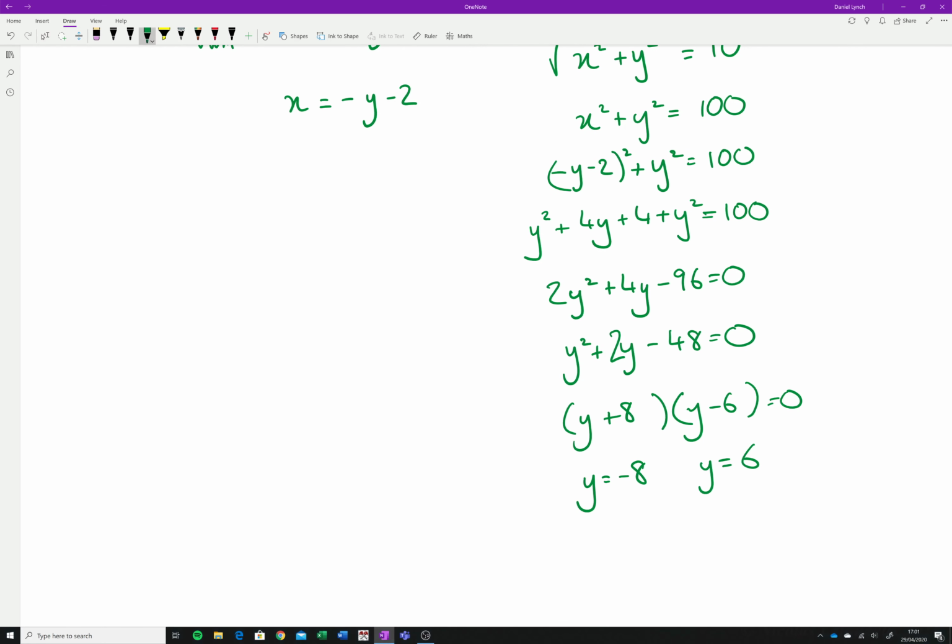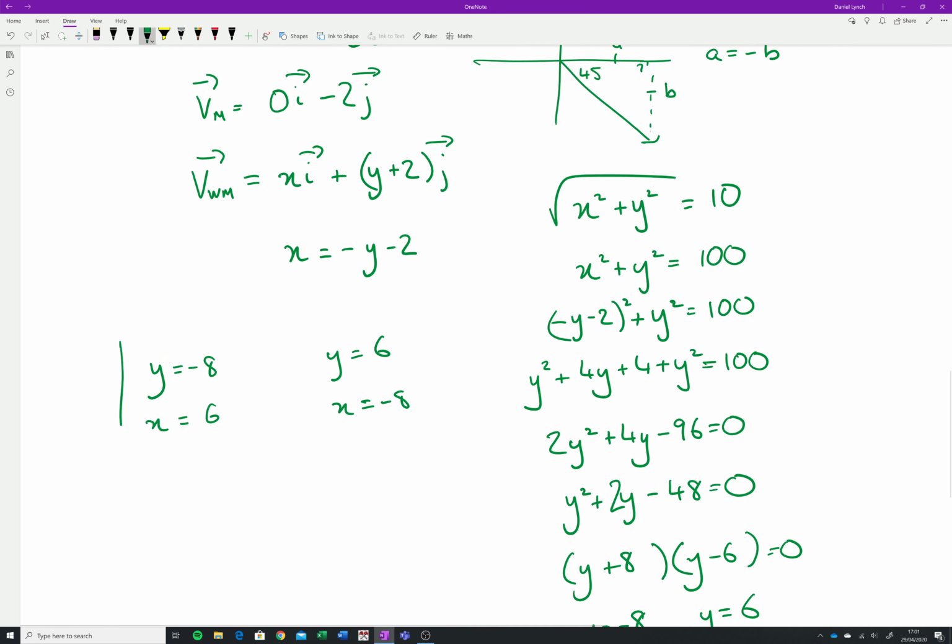So let's just talk about this in just a second. We'll say when y is minus 8, what would x be? When y is 6, what would x be? And we'll just see which one makes sense, or one of these isn't going to be normal. So if we place 6 in there, we're going to get that x is minus 8. And when we place minus 8 in, minus 8 plus 8, we get 6. Okay, yeah, so it's nicely symmetrical like that, but only one of these is going to be correct.